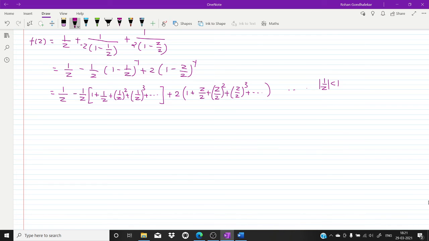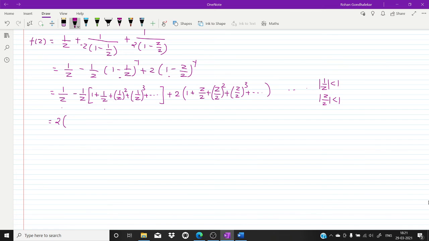That's why we are able to expand the middle term, and |z/2| is also less than 1. Hence we are able to expand the third term. Got it? Now see, the first and the second term have negative powers of z and the third term has positive powers of z. So what I do, I just mention this first.